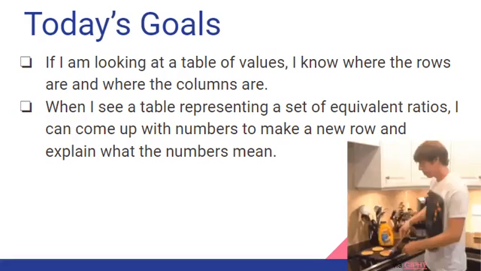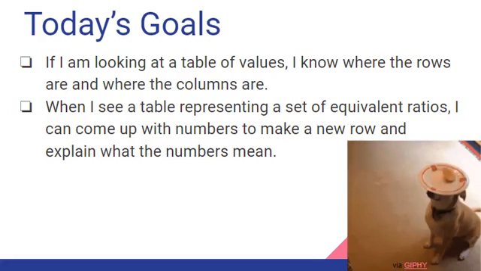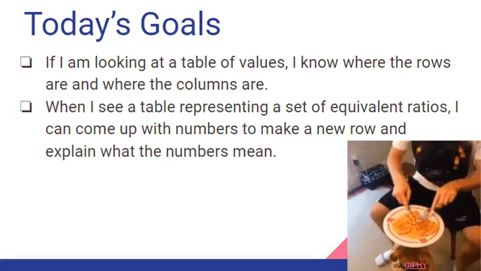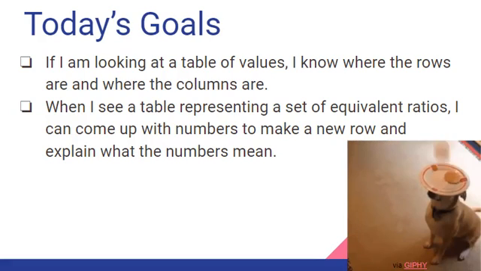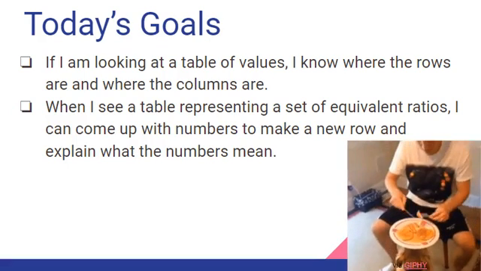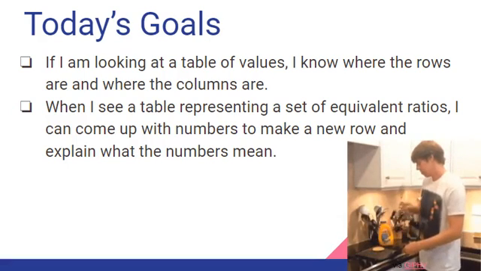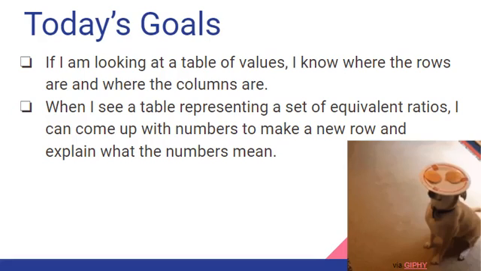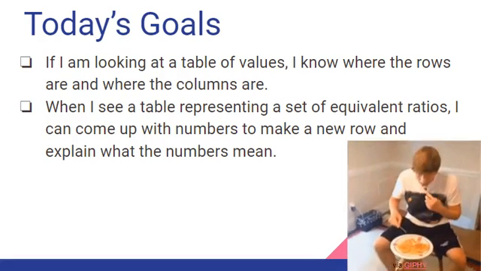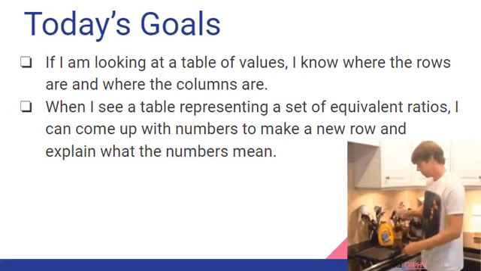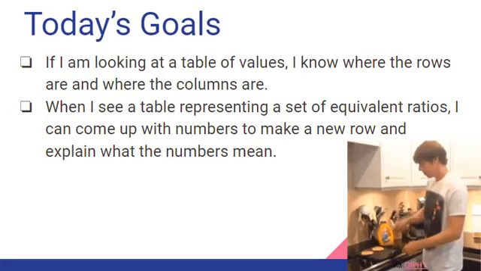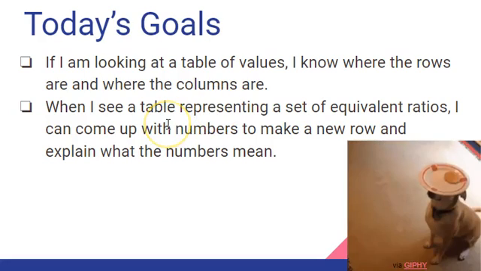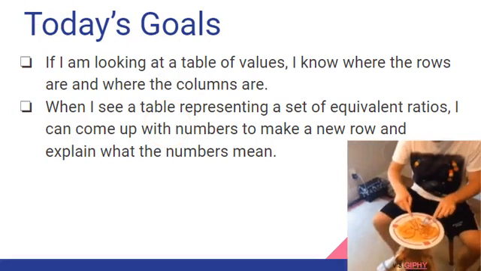So today our things to jot down. If I am looking at a table of values, I know where the rows are and where the columns are. You should already know that a bit from before, but our big thing is that when I see a table representing a set of equivalent ratios, I can come up with numbers to make a new row and explain what those numbers mean. So make sure you have all of your information written down and you're ready to move on.